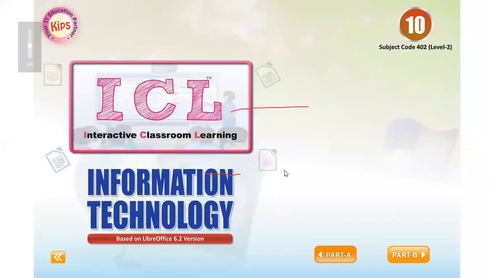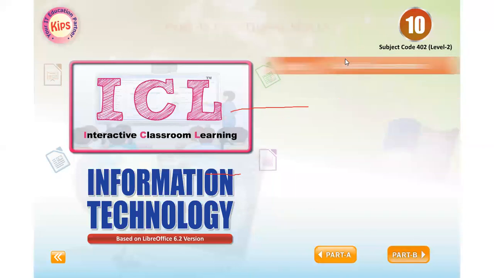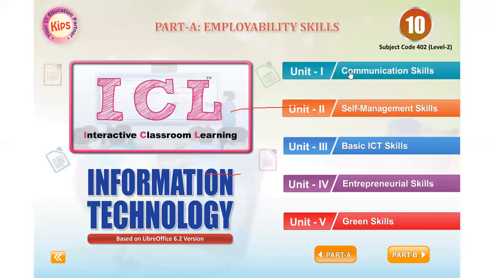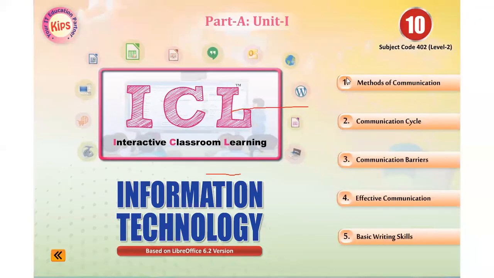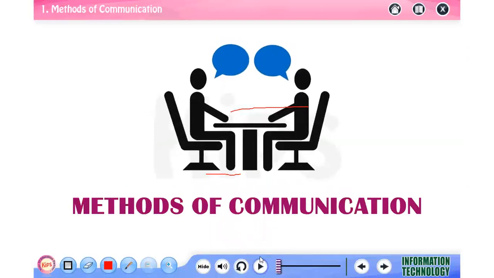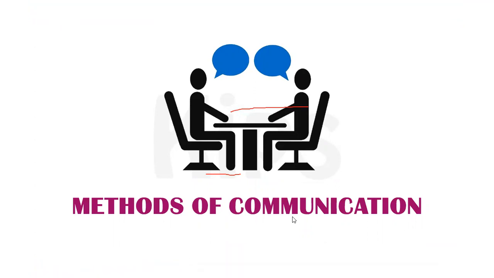So, Information Technology. Part A is employability skills, and part B is vocational skills. This is subject specific skills. We'll start Unit 1, communication skills. The first chapter is methods of communication. The system is that the person will give the lecture, and I'll explain the things to you.